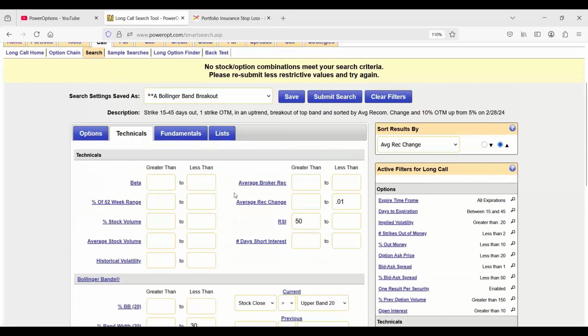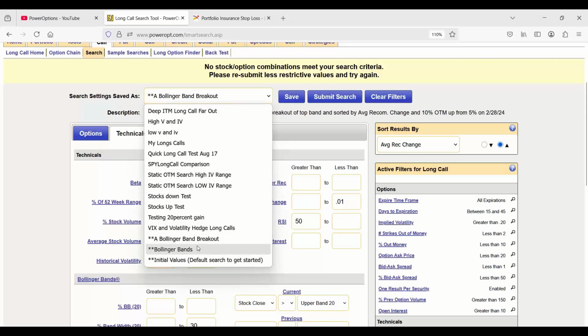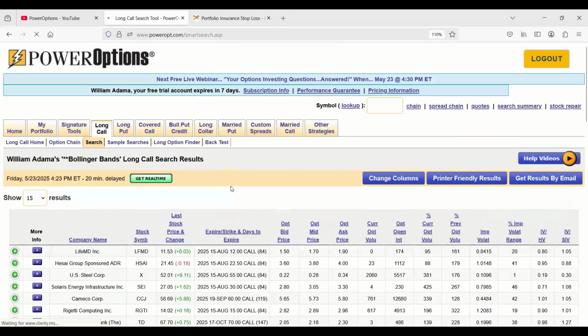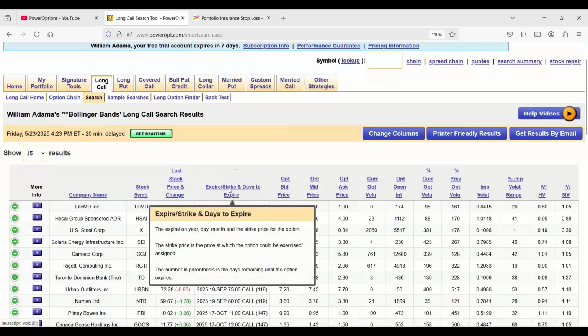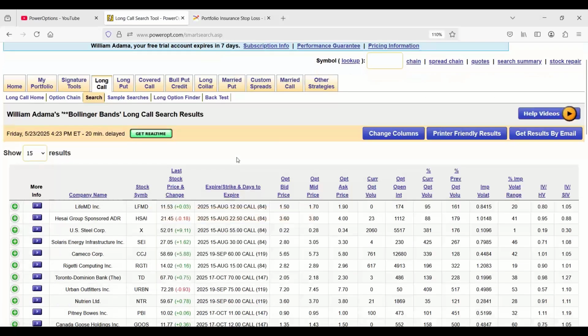Now, right now, there are no results that meet this criteria because it's heavily restricted, looking for strong stocks that have just broken out of a Bollinger Band. With the markets being news-driven, tariff-driven, globally driven, we haven't seen as much consistency in the breakouts. Today, we're going to look at the long put, and I bet you there's more long put breakouts in that default search than there are call breakouts.